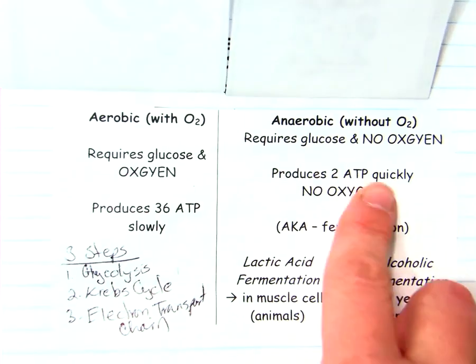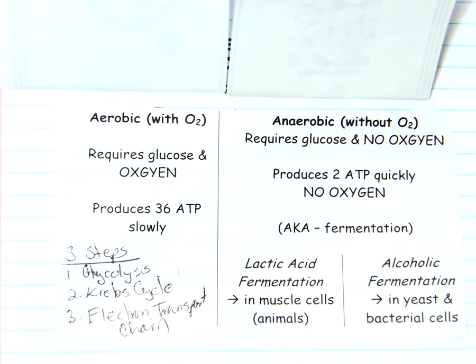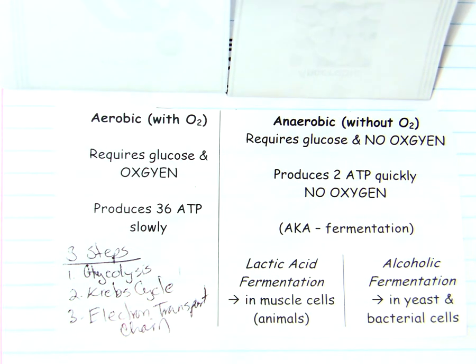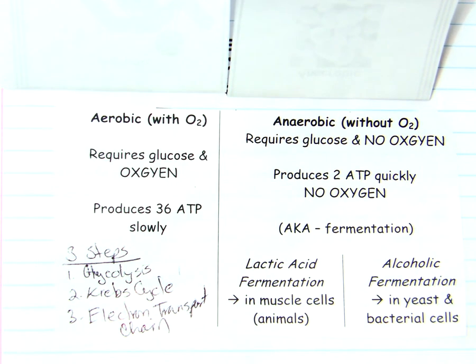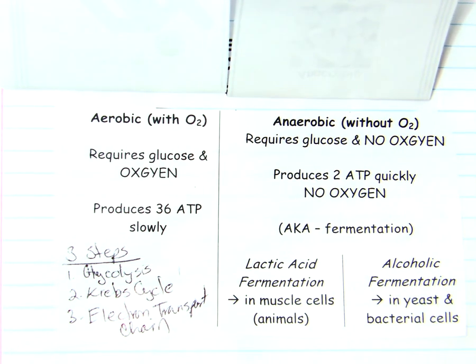Yeast can go through anaerobic respiration. So this requires glucose and no oxygen. Yeast prefer to do aerobic because they get more energy. We took all of the air out of our bags yesterday. We removed all the oxygen. So now the yeast have to do anaerobic respiration. This only produces 2 ATP, but it's quick. Anaerobic respiration only has 1 step to it, so it's very, very quick.